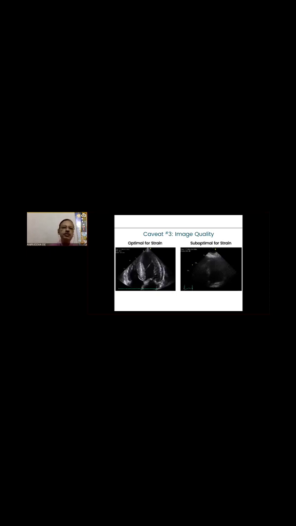Caveat 3: I told you, always the image quality. This is an image which is optimal for strain. And this is an image where we're not able to see the endocardium, or even the myocardium. This is a very suboptimal strain study. The recommendation: if regional tracking is suboptimal in more than 2 myocardial segments in a single view, the calculation of GLS should be avoided.